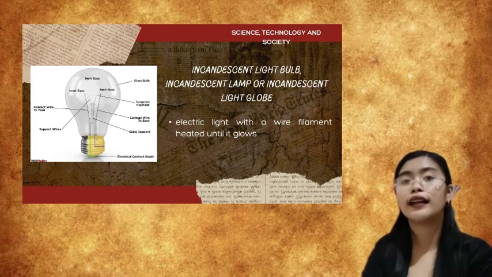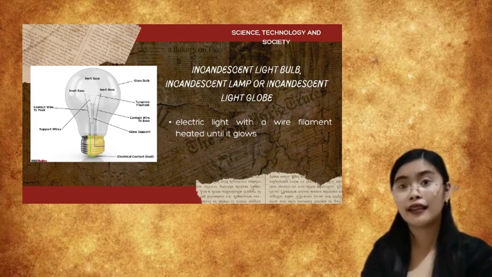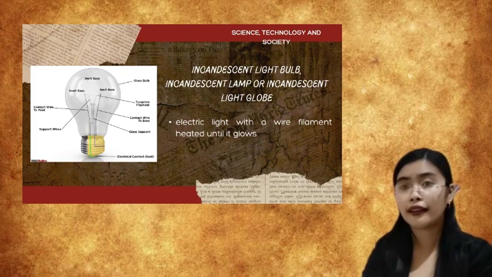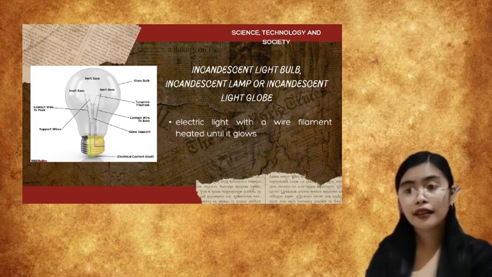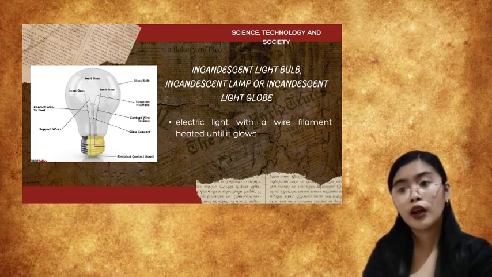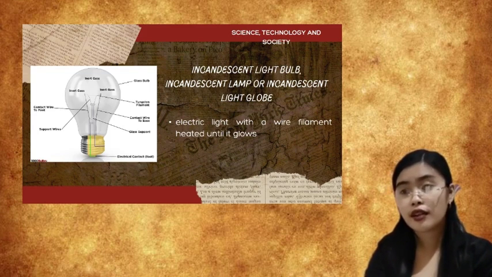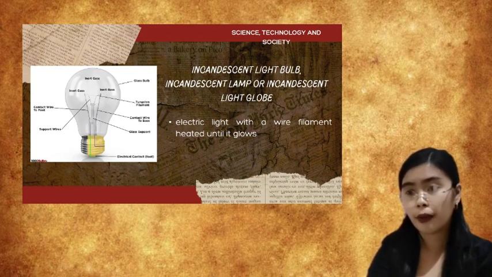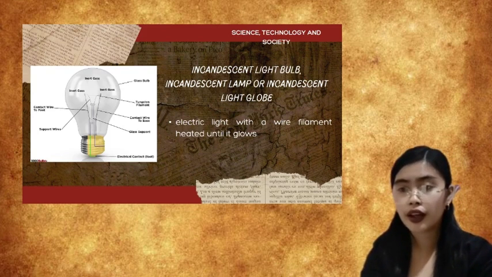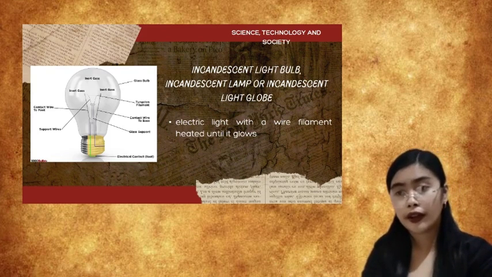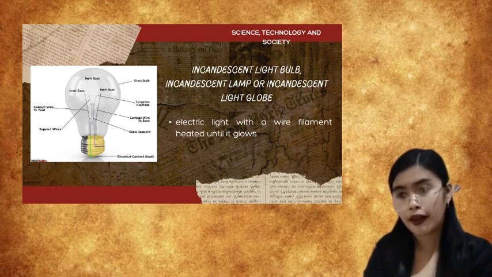At ilan nga sa kanyang invention ay ang incandescent light bulb, incandescent lamp, or incandescent light globe. Ang incandescent light bulb is an electric light with a wire filament heated until it glows. Edison's lamp would consist of a filament housed in a glass vacuum bulb. He had his own glass blowing shed where the fragile bulbs were carefully crafted for his experiment.